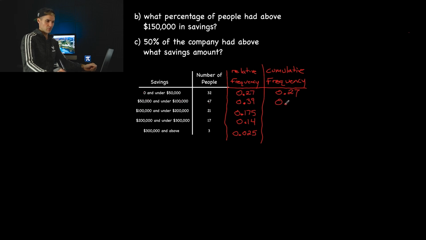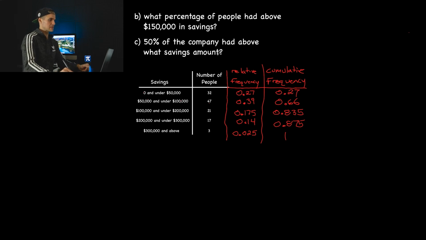That would give us 0.66. Then 0.66 plus 0.175 would give us 0.835. Then over here we'll have 0.875. Then 0.875 plus 0.025 would give us 1, right? And the last value in a cumulative frequency column should always be 1, as we have mentioned before. Okay, so that's basically part A.